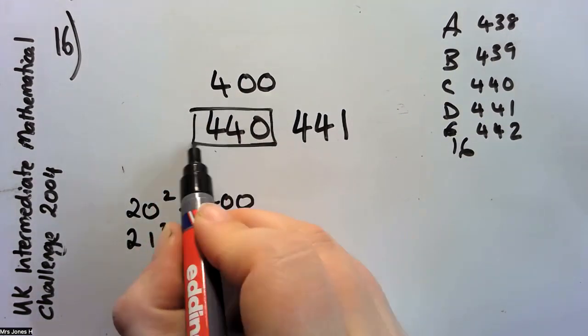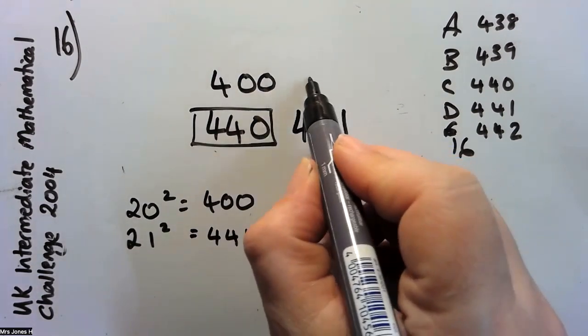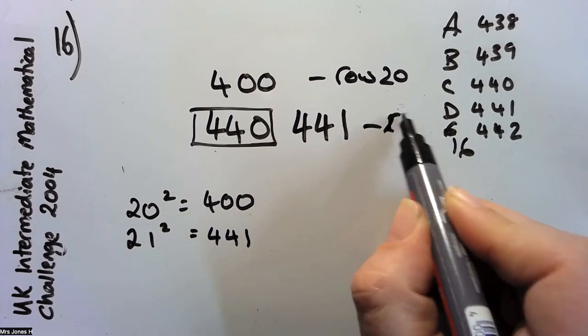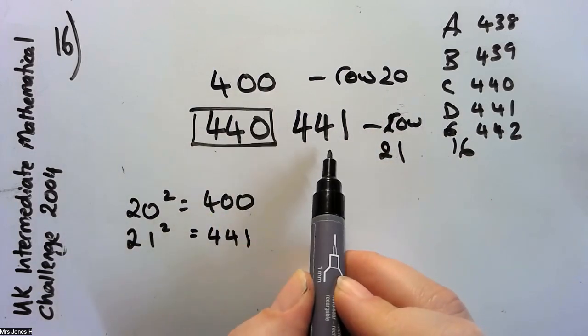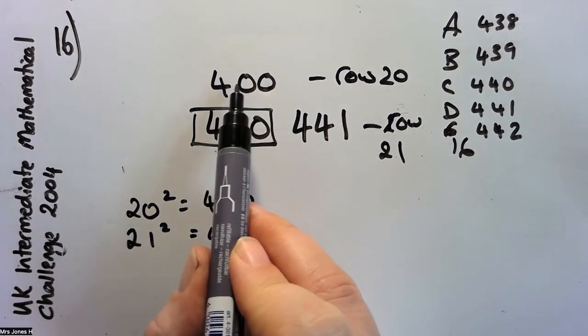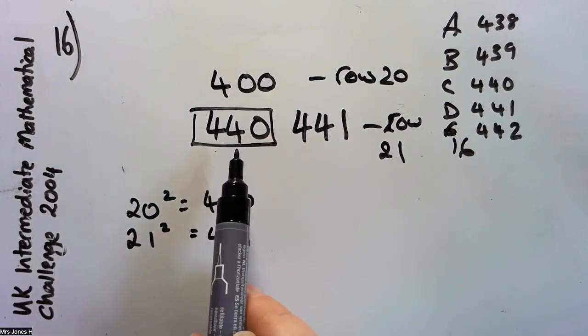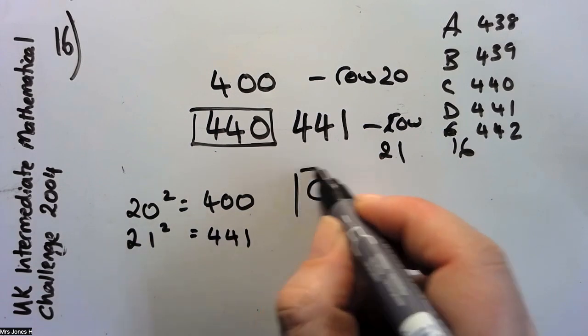The answer is 440. We found the end of row 20. We found the end of row 21. 440, 441. Counting 1 backwards will mean that it would be directly below the last number in row 20, which, because they're sequential numbers, we're looking at 440. 440 is C.